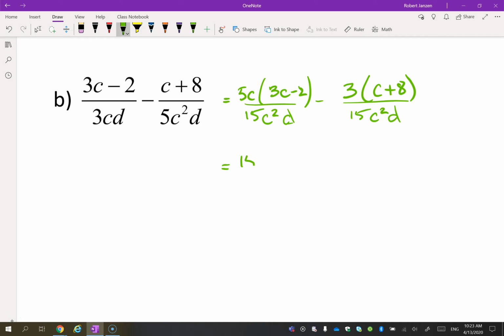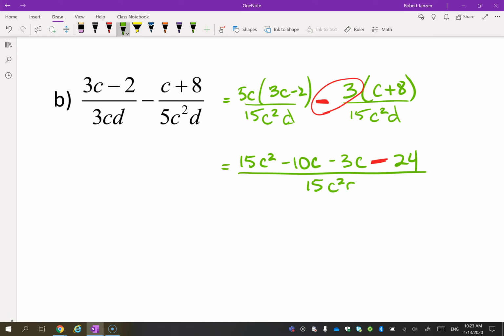Let's multiply through the brackets, 15c squared minus 10c. And then we're going to get to the oldest trick in the book where the math teachers try to fool their students. You need to remember this is a subtract. This is a negative 3. At least that's how we'll treat it. So it's going to be negative 3c take away 24. The number of times I've seen that sign incorrect, boy, if I got a nickel for every time that happened, I'd probably have quite a few more nickels.